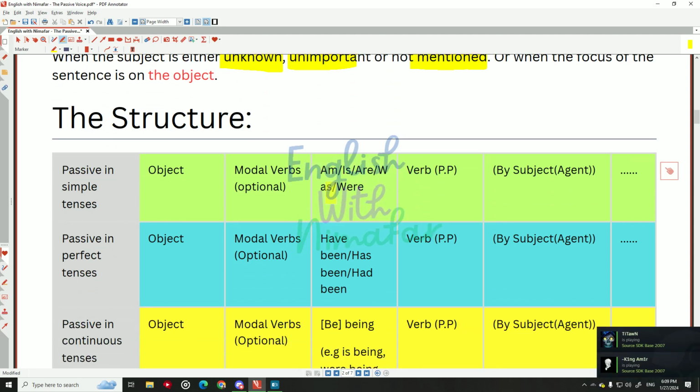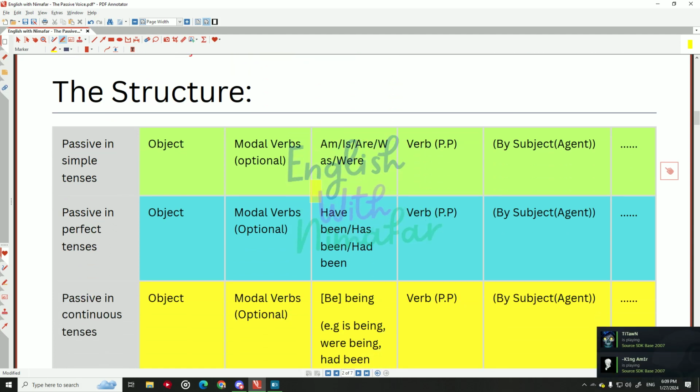Many more things. So we have passive in simple tenses. We use the object. Modal verb actually is optional. If we want, we can use it. Am, is, are, if it's past, was, were, plus the third form or the past participle form of the verb. For example, we say go, went, gone. We work with gone. And you can use by plus subject. We call it the agent. That's optional. You can use it or you can just forget that. It depends on you.